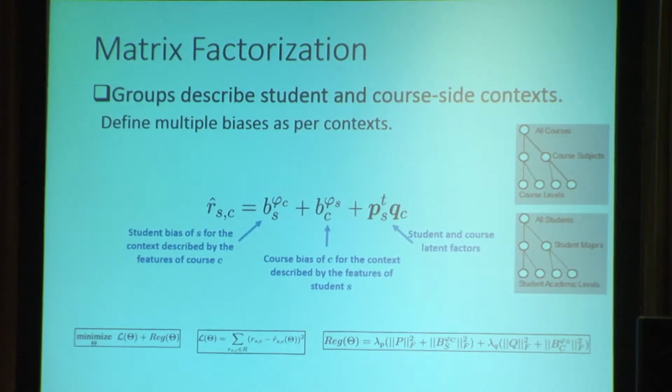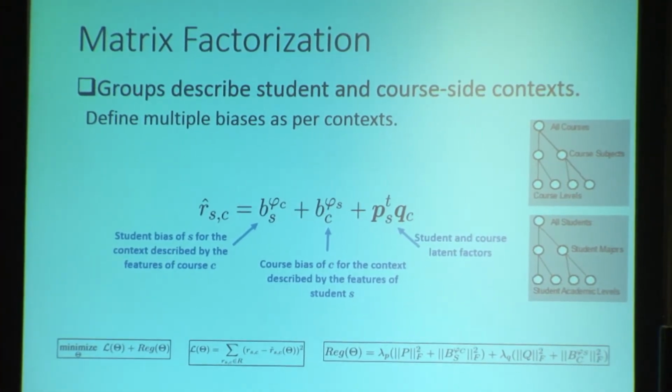As for matrix factorization, there are many existing techniques that can be used to implement these ideas. We implement them using a context-aware matrix factorization model that utilizes multiple biases as per the different contexts. What we do is use the student groups to define course-side contexts, and we use the course groups to define student-side contexts. And then we define various contexts as per the different groups, and then the grade is predicted using the contextual student and course biases, plus the typical dot product between the student and course latent factors. And the model parameters are estimated by minimizing a squared error loss with L2 regularization to avoid overfitting.